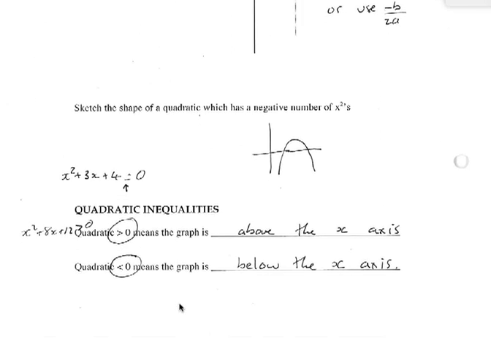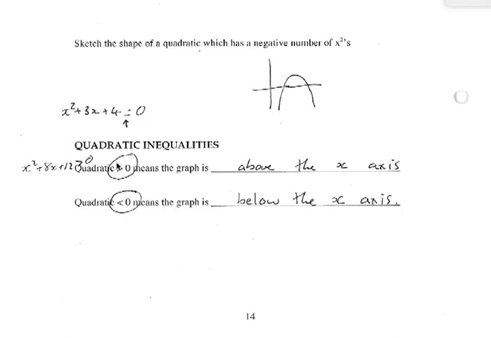So when the quadratic is greater than 0, it means we're looking for the bit of the graph which is above the x-axis, because the x-axis is where it's equal to 0. And when the quadratic is less than 0, it means we're looking for the bit of the graph which is below the axis. So depending upon which way up the graph is and which part you're looking to find, you may be looking for one single stretch of values, or you may be looking for two separate stretches of values, and that should influence how you write your answer.